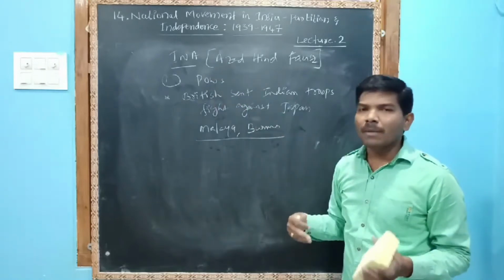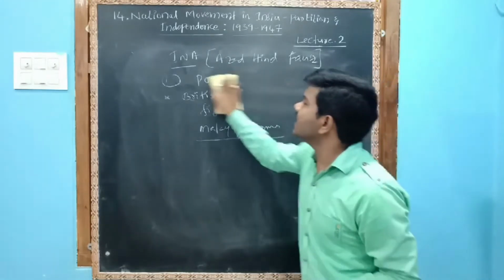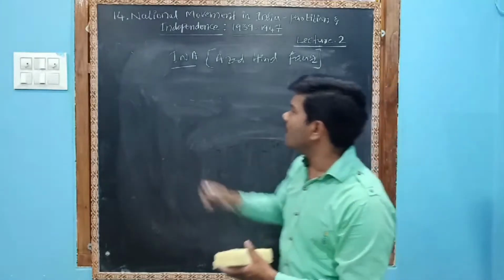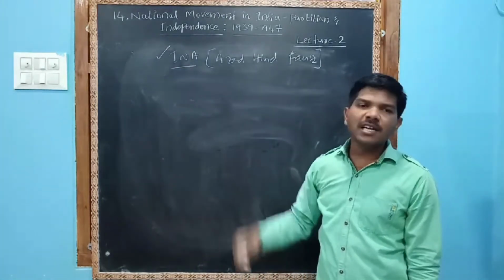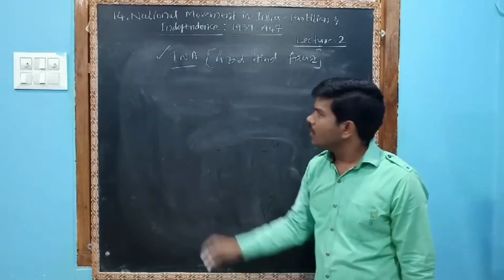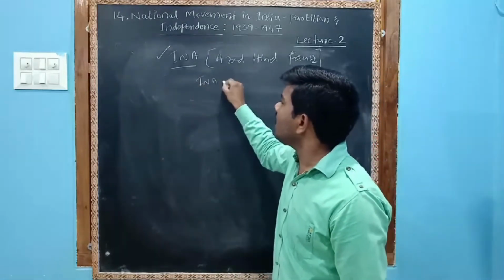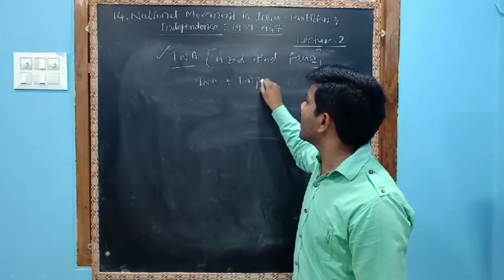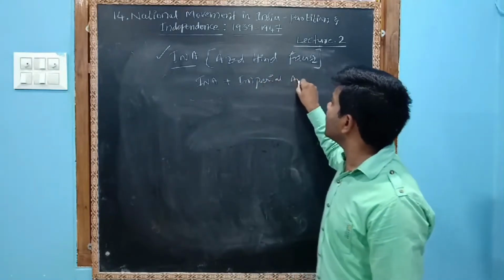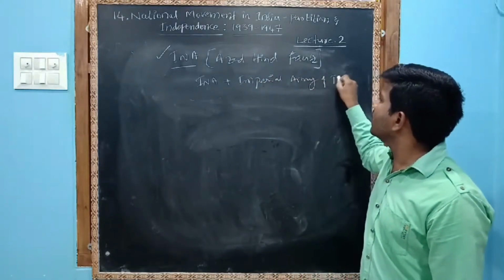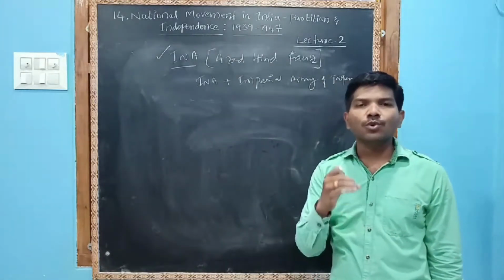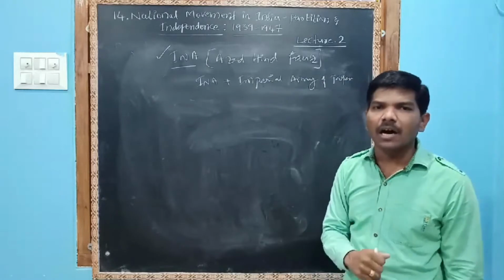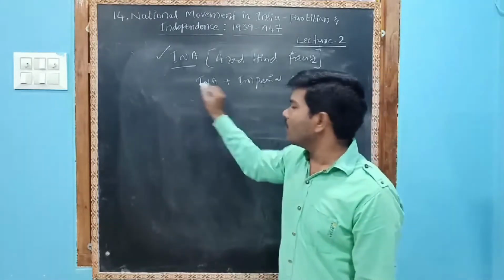Subhash Chandra Bose met with the Japanese officials. He got the Indian soldiers released and formed the Azad Hind Fauj, also called INA, Indian National Army. So the Indian National Army plus the Imperial Army of Japan wanted to drive the British out of India. Okay? So you have to remember that.